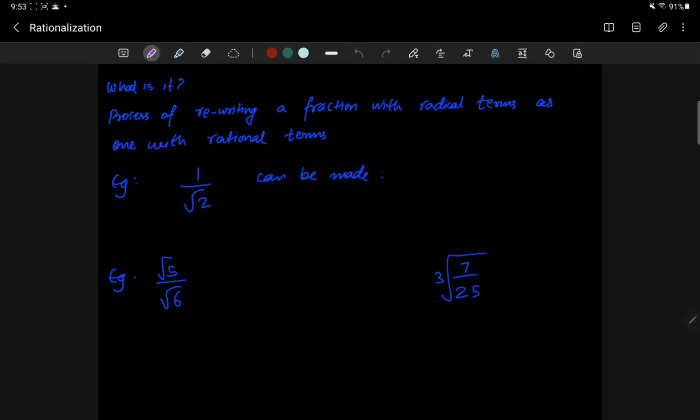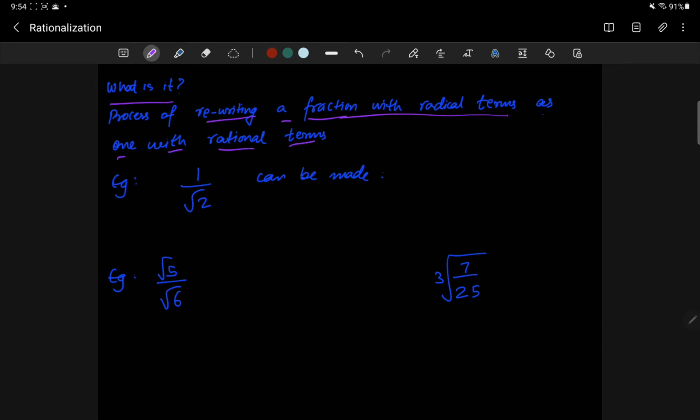Hi everyone. This week we will be continuing our study of radical equations and radical expressions. And in that process, the first thing we learn is going to be something called rationalization. So what is it? It's a process of rewriting a fraction which has a radical term as one with rational terms.